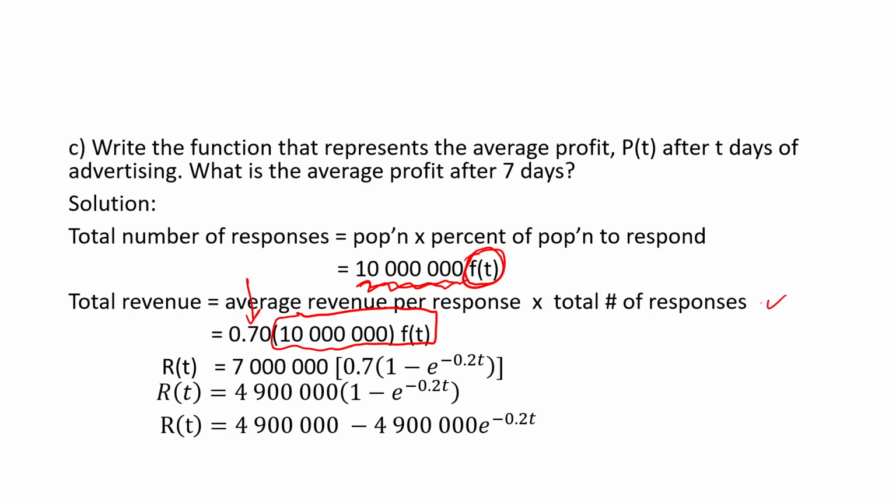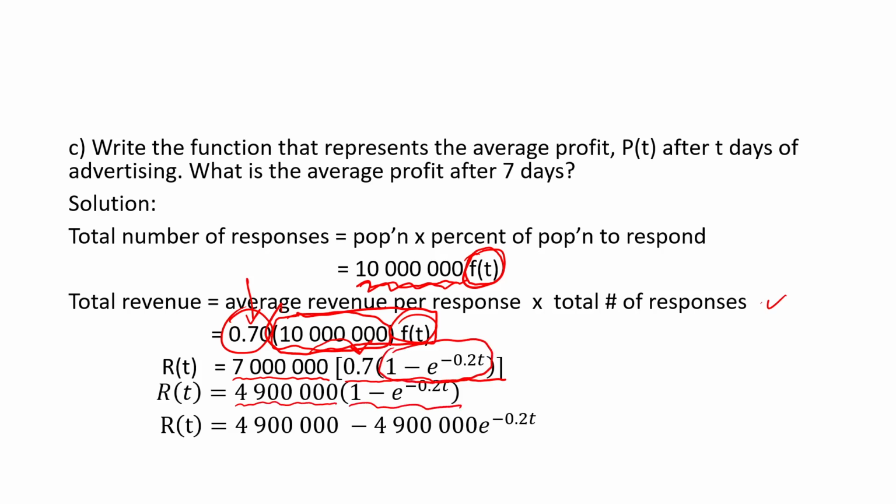Okay, so 0.70 right here times 10 million right here is equal to this 7 million. And then f of t right here is equal to this. And so all we have to do now is distribute in this 7 million. We'll multiply it by the 0.7 and we'll get 4,900,000. And we'll still have this bracketed expression right here that we haven't yet multiplied by.